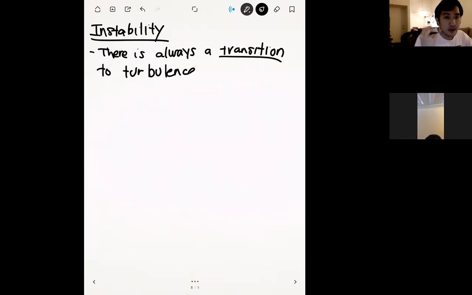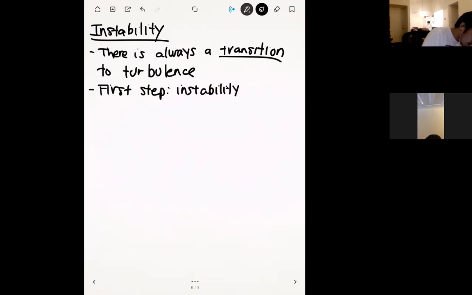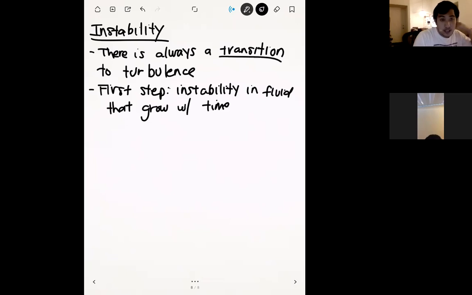And so things don't just turn turbulent at the snap of the fingers. There's a process that goes there. And the first step in that process is you have an instability in the flow that grows. And specifically what I mean is that they grow by time.